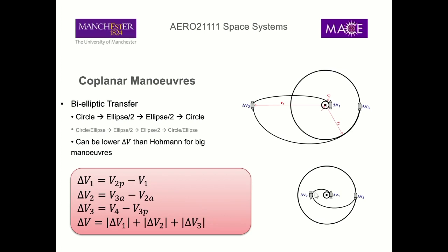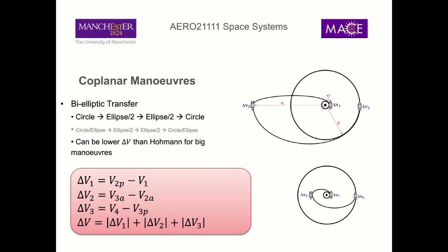You can technically do it this way as well with 2 internal ellipses, but generally speaking, to be efficient, you want something like this. Again, I'm not going to dwell on it, but it's just to be aware that there are alternative options out there, and sometimes a Hohmann transfer isn't the best way to do things. But most of the time in Earth orbit and for the kind of missions we're looking at, it is. Any questions on that?